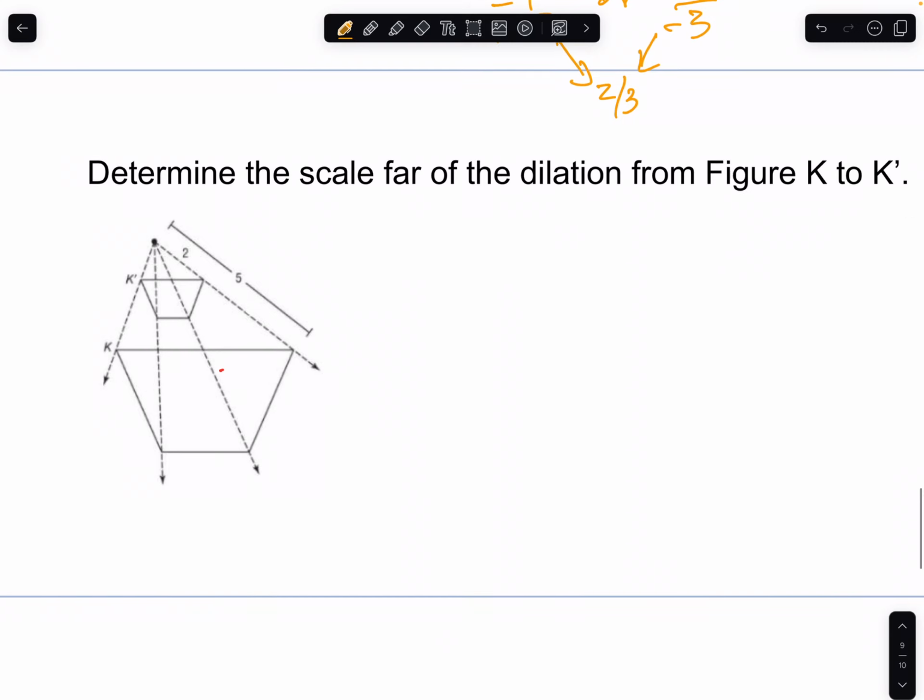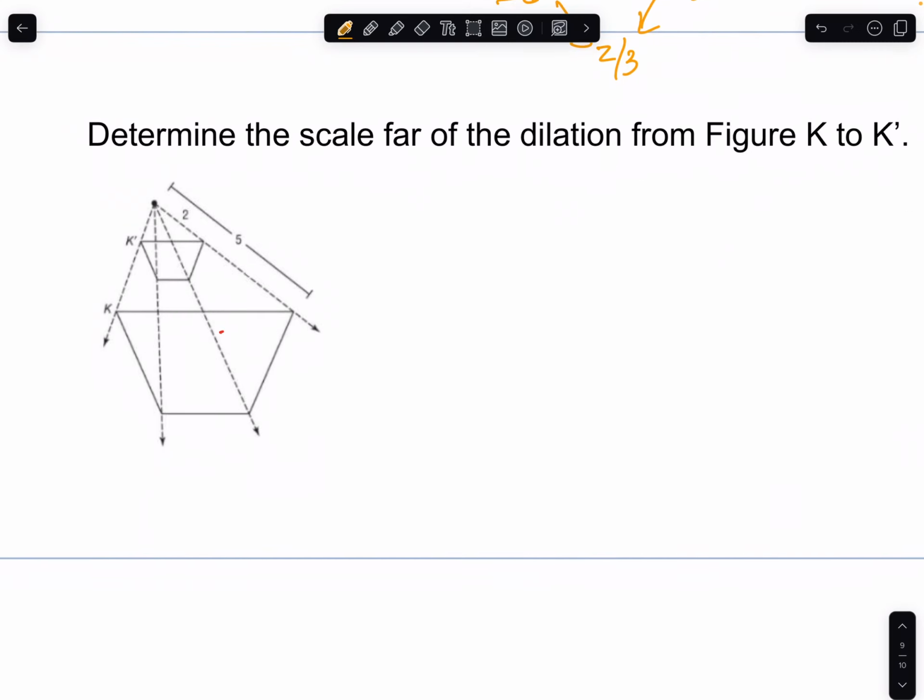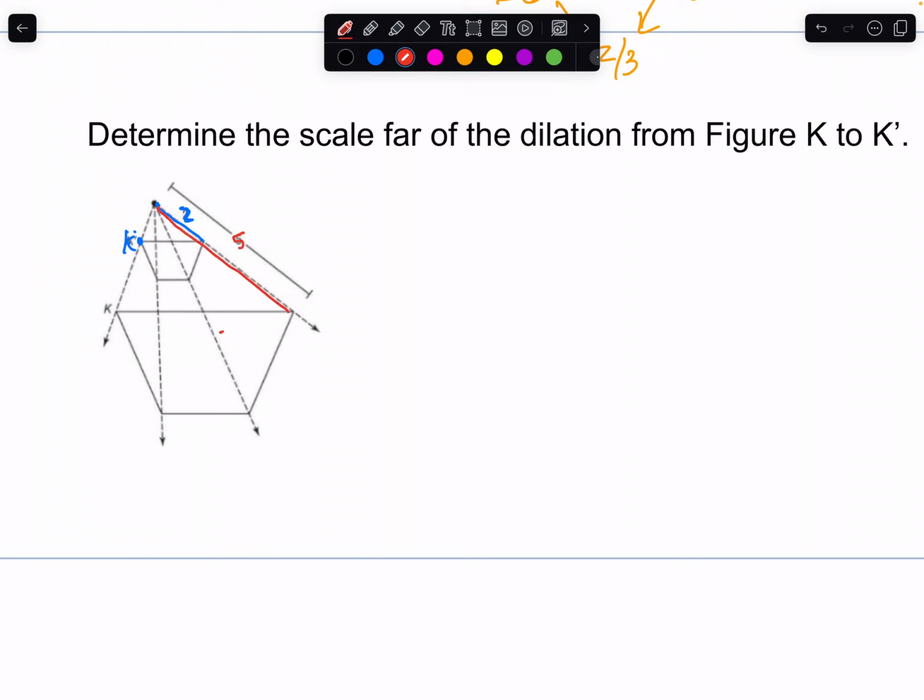As you can see here, when we're trying to identify the scale factor as our last example, notice how we have our new image is K prime. The distance to the origin would be 2 units. And then the original image is 5 units away. So I can tell the difference between new and original, or new versus old, based on the prime value, right? K to K prime. So we have new over old, or new over original for our scale factor.